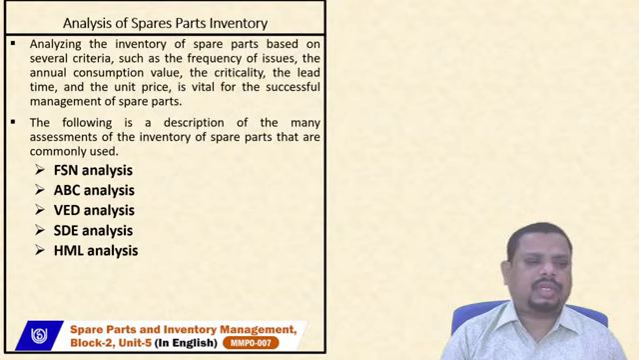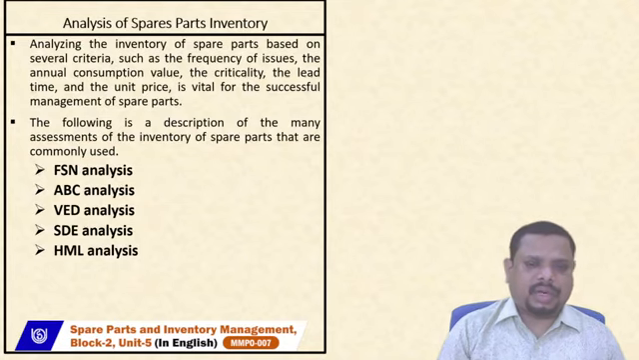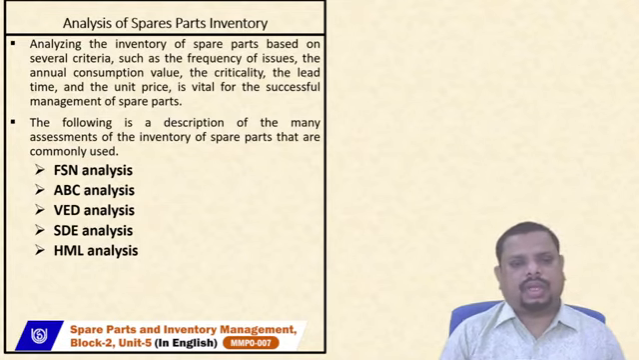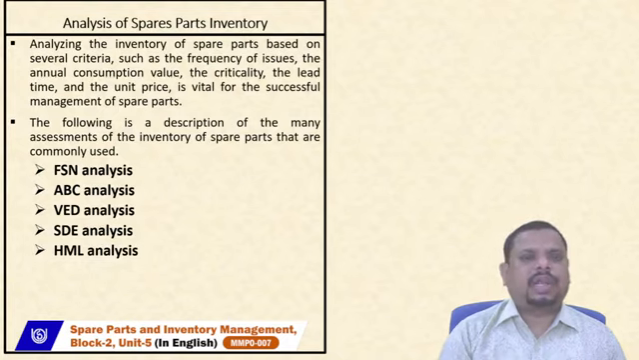These are the following descriptions of the commonly used assessments of the inventory of spare parts. The first one is FNS analysis. The second one is ABC analysis. The third one is VED analysis. The fourth one is SDE analysis. And the last one is HML analysis. So let's discuss FNS analysis, ABC analysis, VED analysis, SDE analysis, and HML analysis one by one in the upcoming slides.